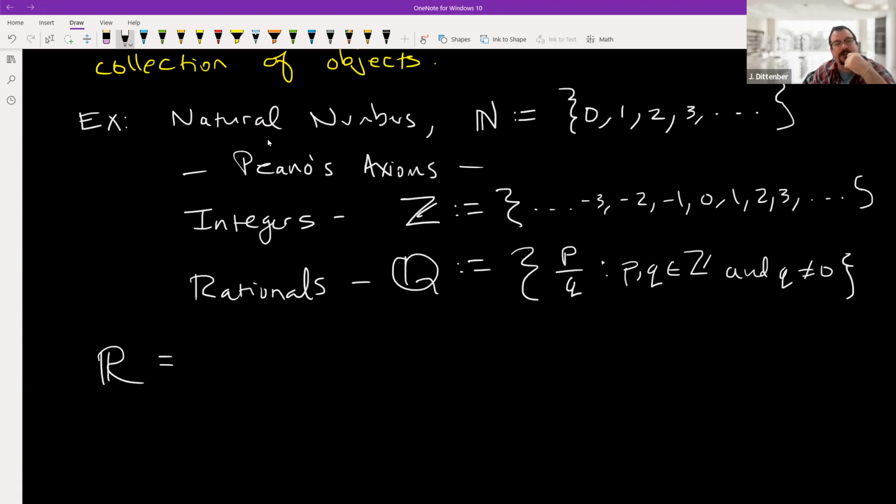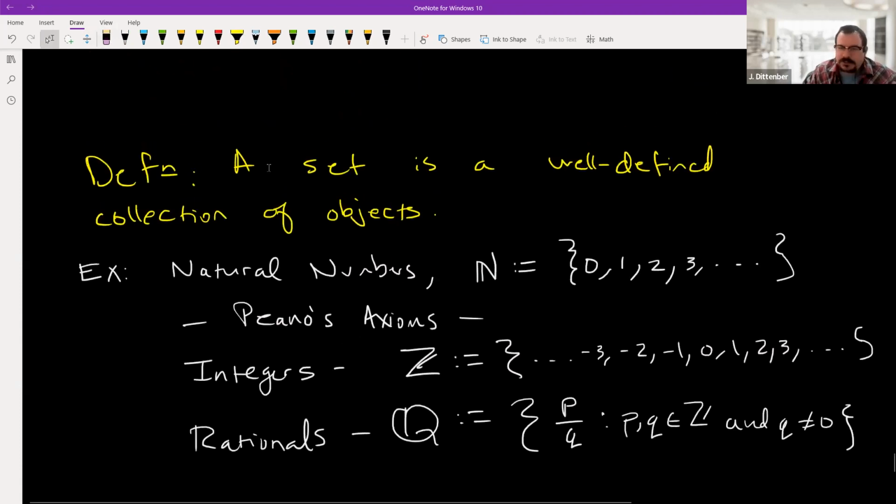Oh, I have to talk more about sets first. Okay, so before I can do this, I have to define some other things. So these are your examples of sets. We've got sets of numbers.